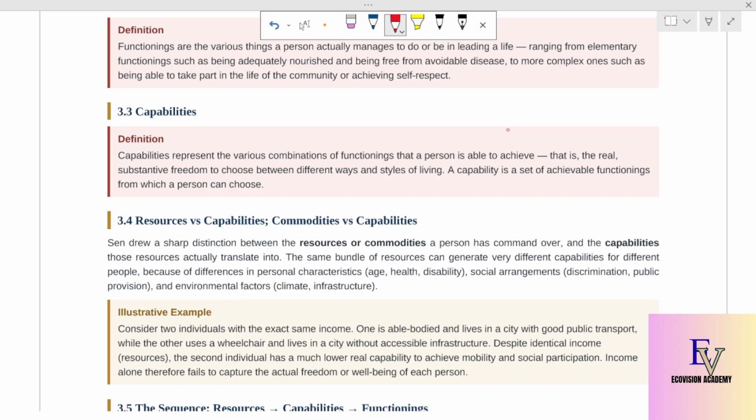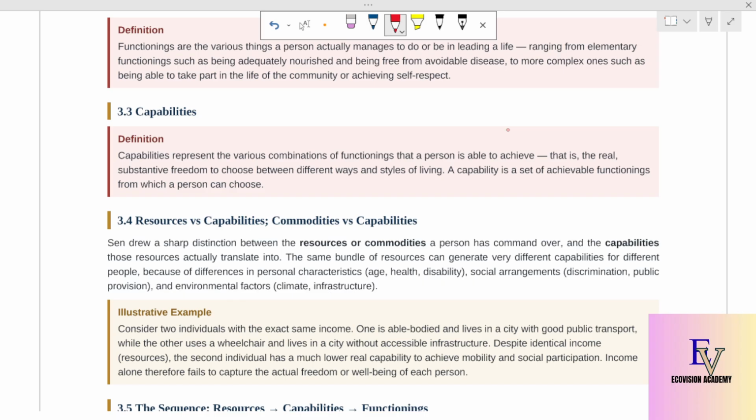Resources are something you can command over. For example, you can get some coal from the coal mine. This is what we call a resource. You can get some wood from the forest. This is also what we call a resource. You can get crude oil from the oil mines. This is what we call a resource. But capabilities are something different.